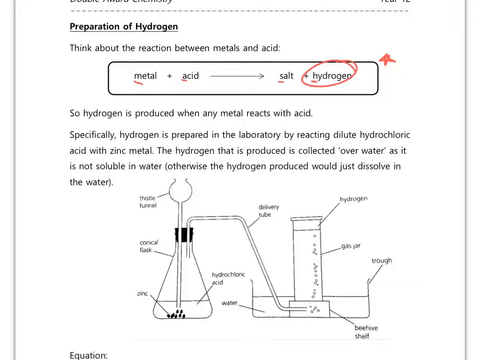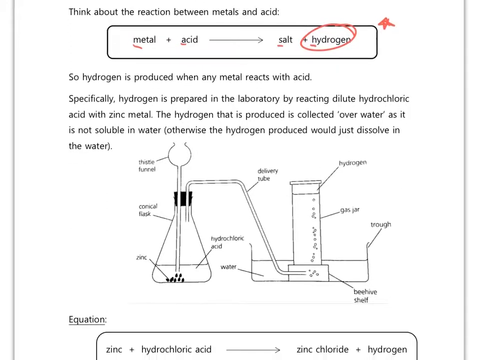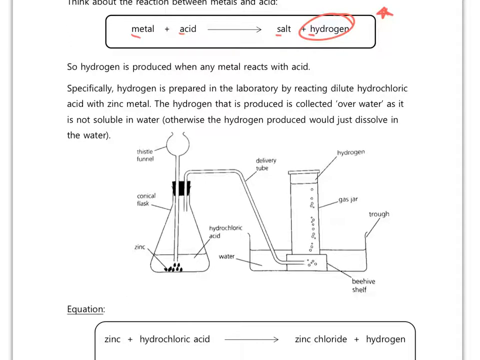You may have seen me do this in class, or you may have seen me do something similar in preparing oxygen in our rates of reaction topic. But specifically, you need to learn it as the reaction of dilute hydrochloric acid with zinc or magnesium.